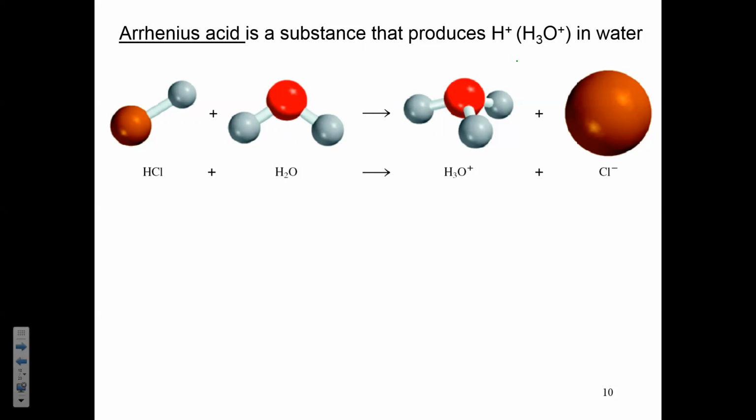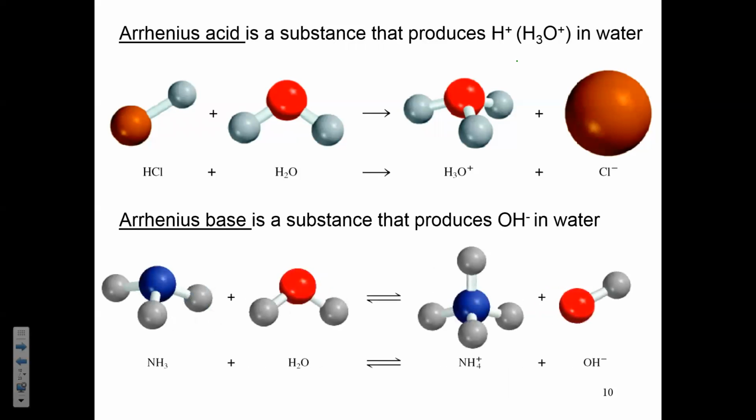So if we are dealing with the equation hydrochloric acid plus water yields H3O plus Cl, we would be dealing with an Arrhenius acid because we are producing hydrogen right here with our water. Okay, we have overproduction of hydrogen.